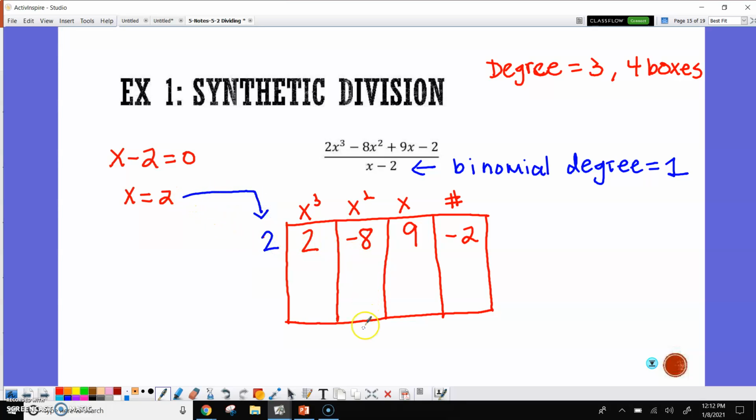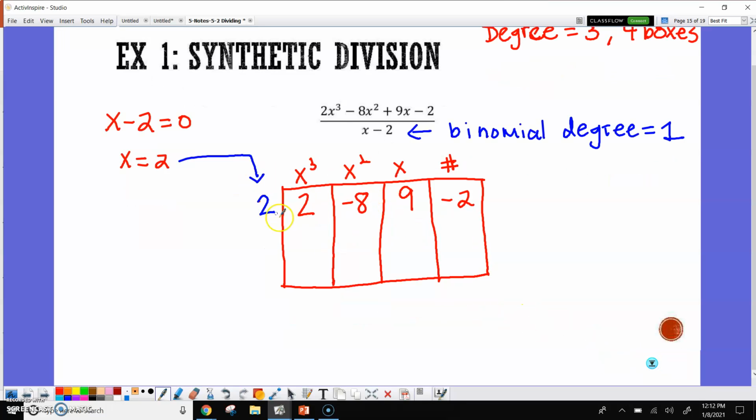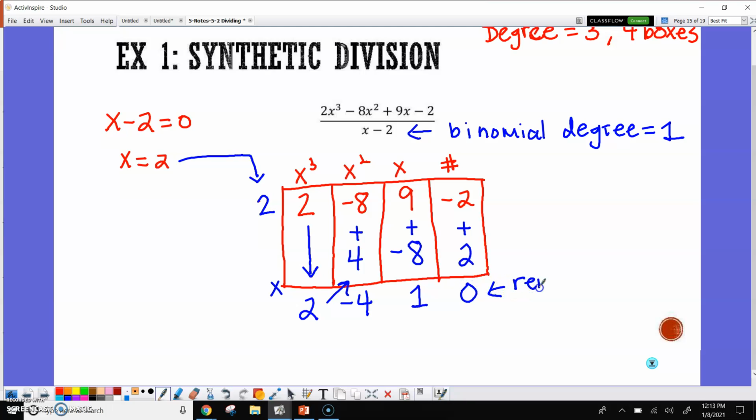Okay? Now here are the steps. Once you've set this up, you bring down the first number, that's a 2, and then you multiply times the number on the outside. So this would be 4. That number you put here, and then you add. You add these 2 together. So this would be a -4, and then you repeat the process. So -4, multiply by 2, get -8, add. This would be +1, multiply by 2, which is 2, and then we add 0. This last one is the remainder.